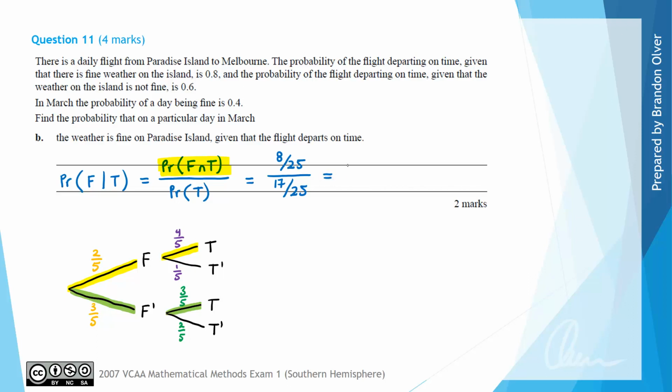Now instead of dividing by fractions, it's often easier to multiply by the reciprocal, so we can have 8 over 25 times 25 over 17, which is equal to 8 divided by 17 when we simplify it. So that is the answer for part B of this question.